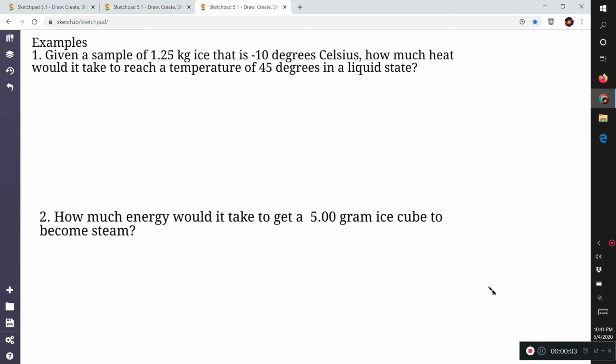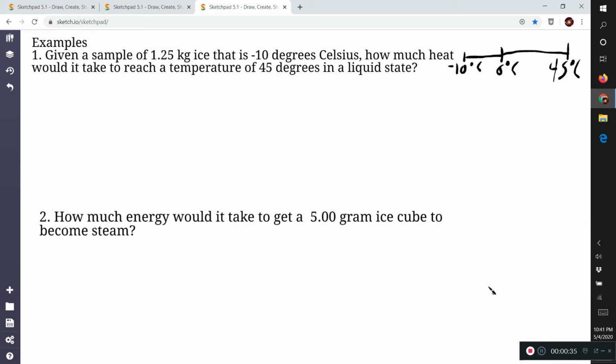All right. So given a sample of 1.25 kilograms of ice that is negative 10 degrees Celsius, how much heat would it take to reach a temperature of 45 degrees in a liquid state? So let's think about what we're doing here. We are starting at negative 10 degrees Celsius. We are passing 0, which is where it's going to melt. And then we are going up to 45 degrees Celsius. So we're going to have to do 3 separate heat calculations here and add them up.